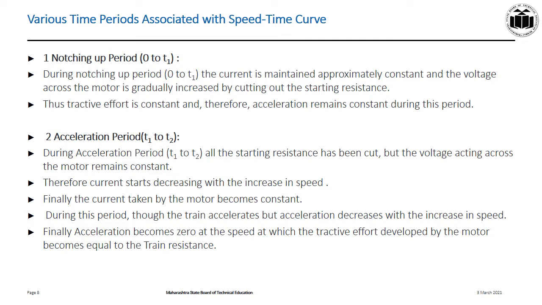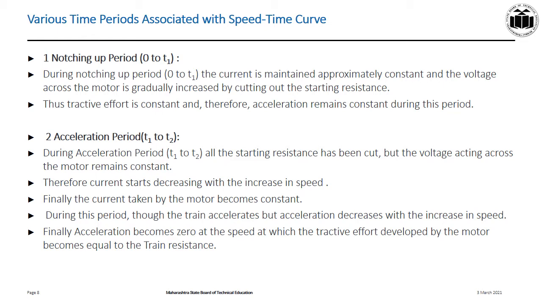Let's see the various time periods associated with the speed time curve in detail. The first is notching up period. When the supply is given to the train, it will start to run slowly from its zero speed position and try to catch up its rated speed. This period is called as the notching up period.